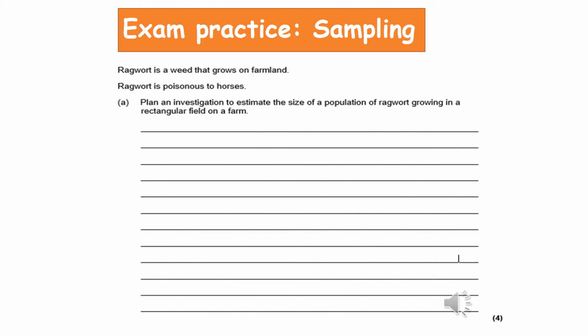Hi, this video contains an exam question on the sampling required practical. So, ragwort is a weed that grows on farmland. Ragwort is poisonous to horses. Plan an investigation to estimate the size of a population of ragwort growing in a rectangular field on a farm. This question is worth 4 marks, so it should take you about 4 minutes to complete.